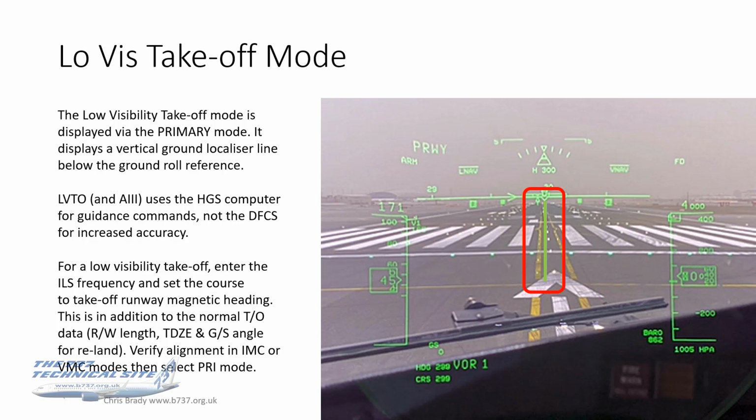That's your vertical ground localizer line. Low-vis takeoffs and A3, as a reminder, use the HGS computer for guidance commands, not the flight control computer, for increased accuracy. For a low-vis takeoff, you have to enter the ILS frequency and course to the takeoff runway. That's in addition to your normal data that you put in for a reland. Verify the alignment in the IMC or VMC modes, and then select the primary mode. But again, it'll all be there in your company SOPs for how to do this. But that's what it looks like.